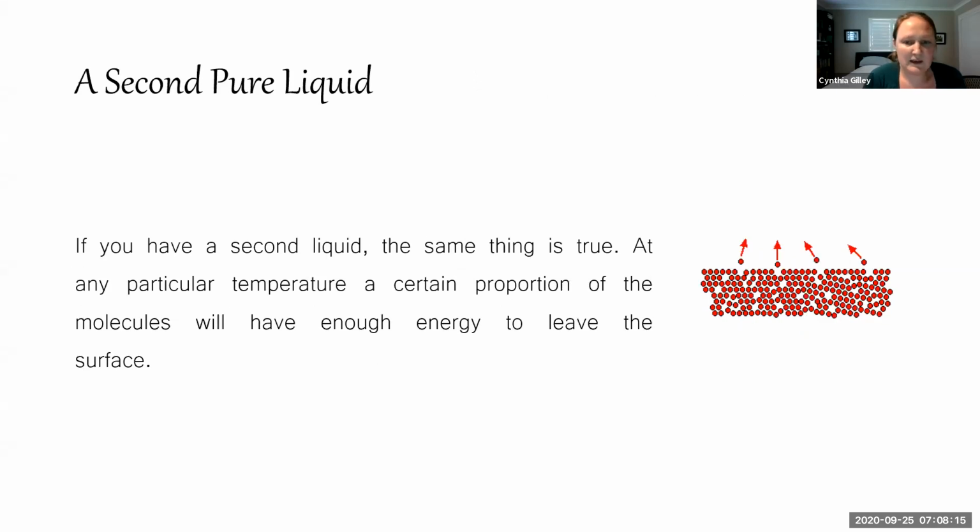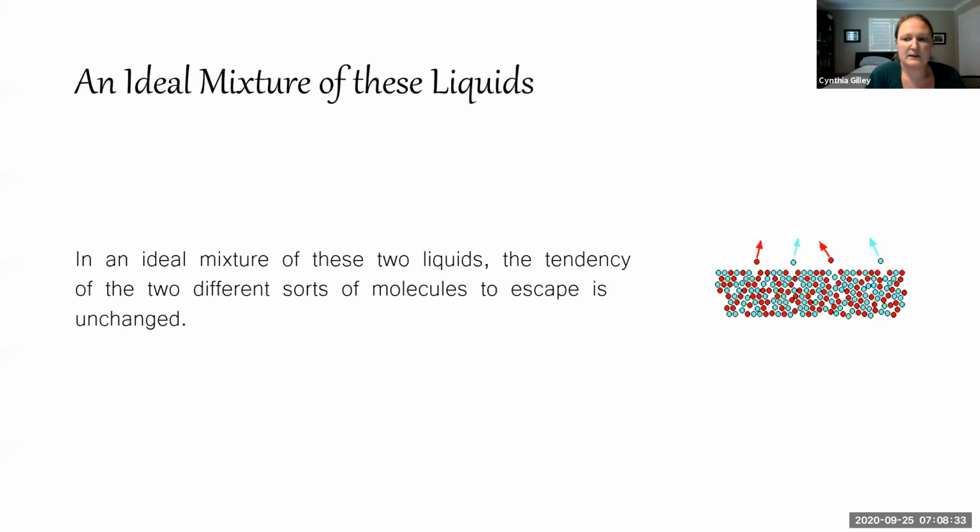If you have a second liquid, in this case we're going to call it the red liquid, the same thing is true. At any particular temperature, a certain proportion of the molecules will have enough energy to leave the surface. And of course, as temperature increases, the proportion of those molecules will increase. So let's look at what's called an ideal mixture of these liquids. Again, this pertains to miscible liquids, and immiscible liquids are different. We're not going to talk about that. We don't fractionally distill immiscible liquids, so we're going to be dealing with miscible liquids, such as cyclohexane and toluene, or ethanol and water.